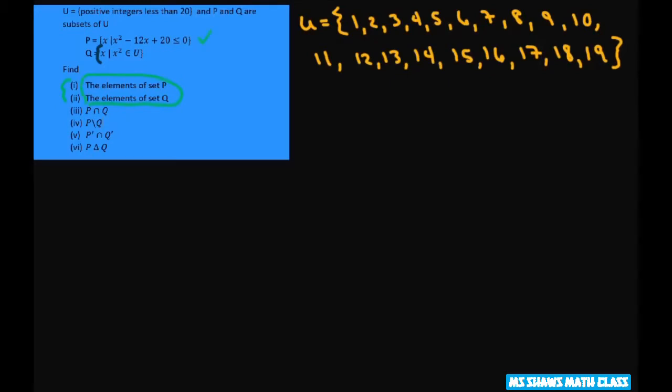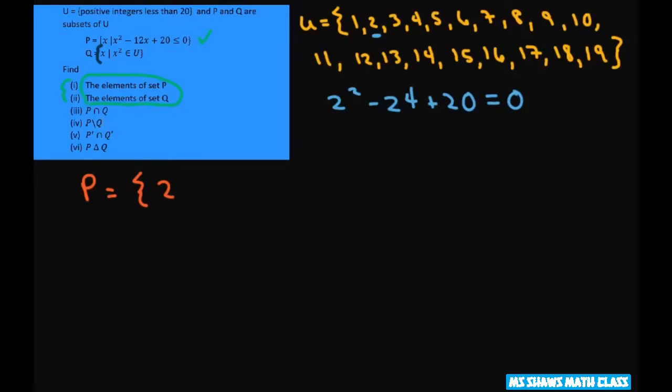So here's P. When you plug in the numbers, we want the expression to be less than or equal to 0. So the best thing to do is test them. When we plug in 1, that's not going to be less than or equal to 0. Once you plug in 2, you're going to get 2 squared minus 24 plus 20, and that equals 0. So 2 is the start of P.